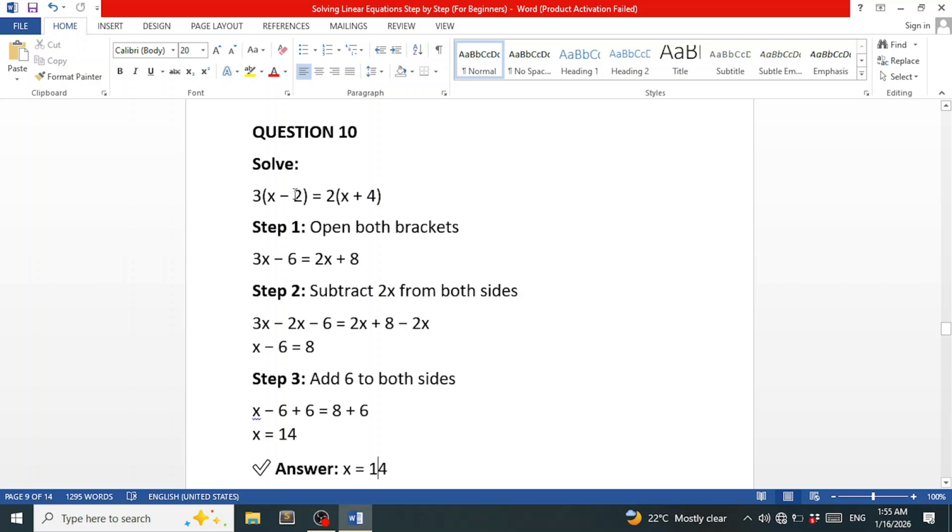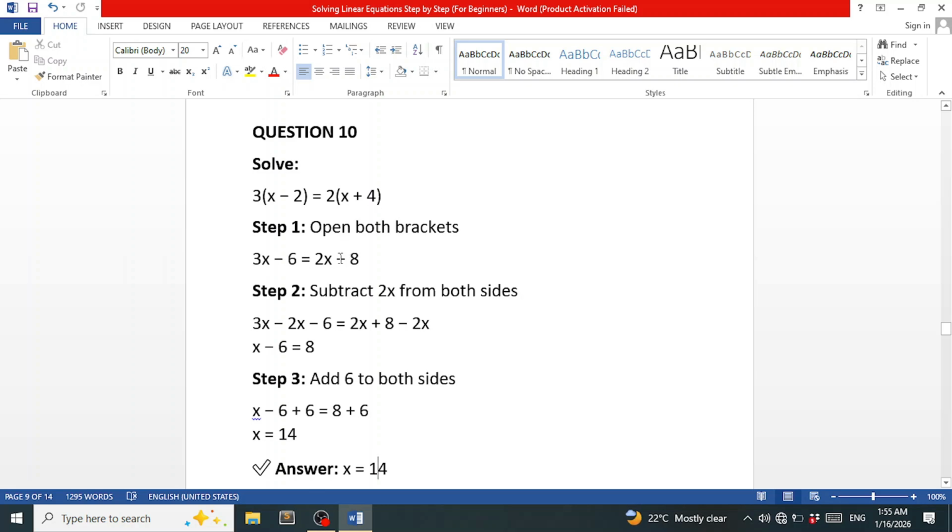Then you're gonna have 6 equals 2 times, because here we are not changing any sign, guys, because this is after equal sign, this is before equal sign, okay? So 2 times x, we're gonna have 2x, 2 times 4, plus 2 times 4, we're gonna have 8. This is what we have. What is the next move or step?